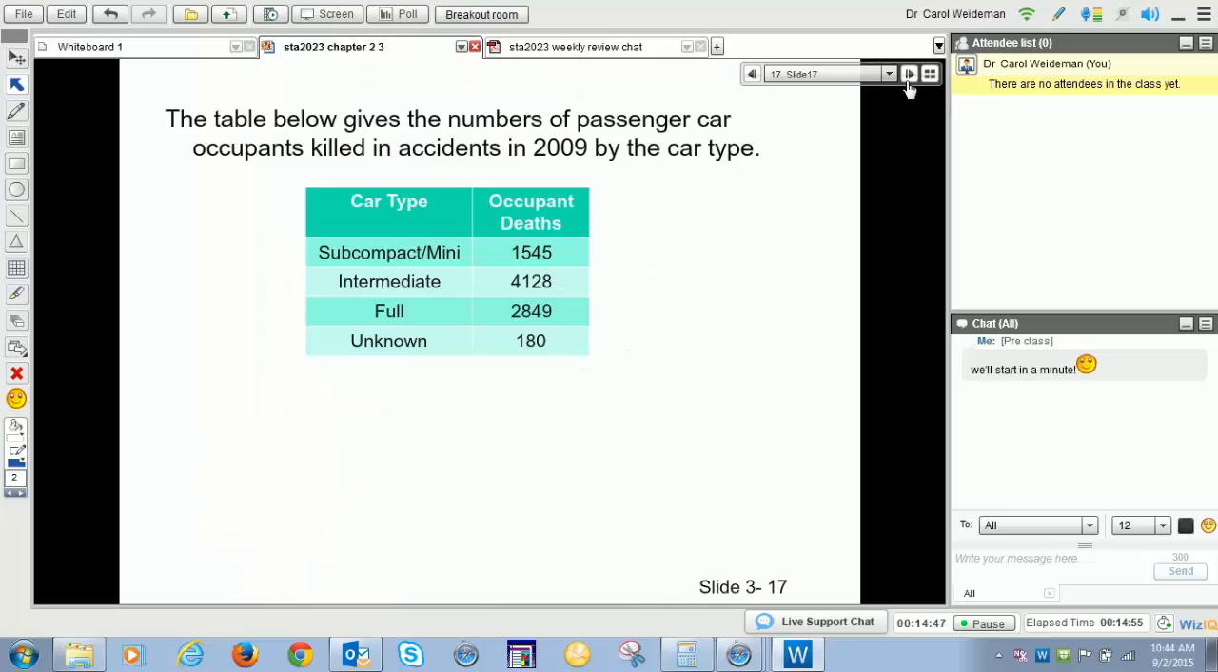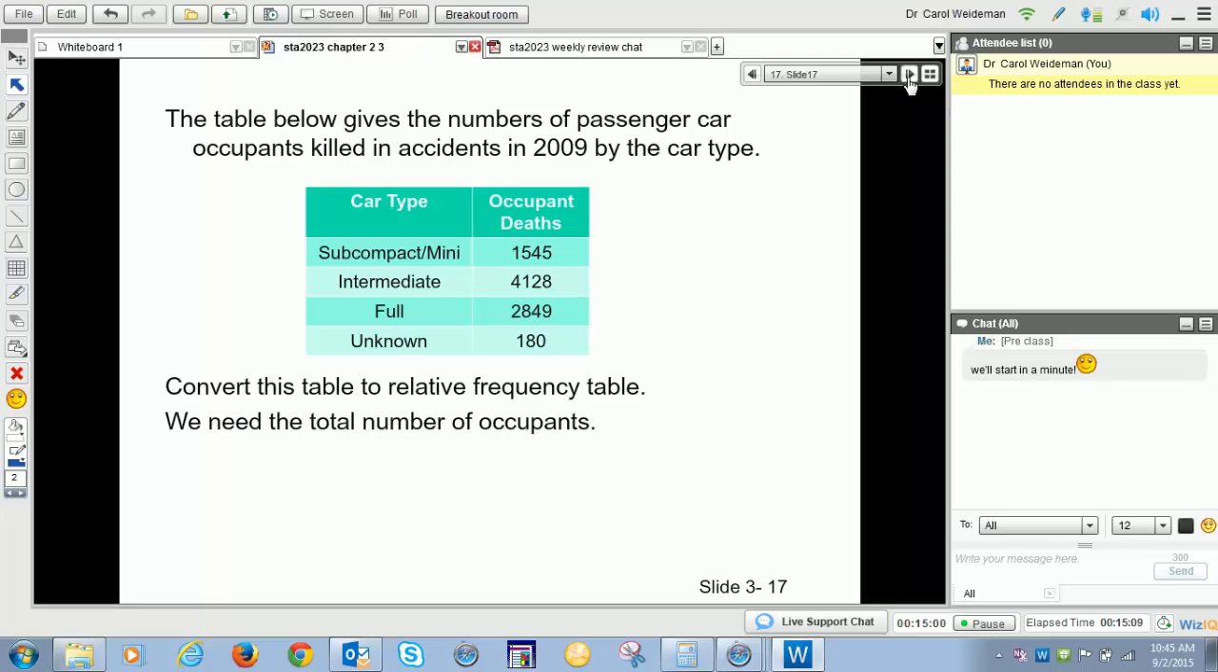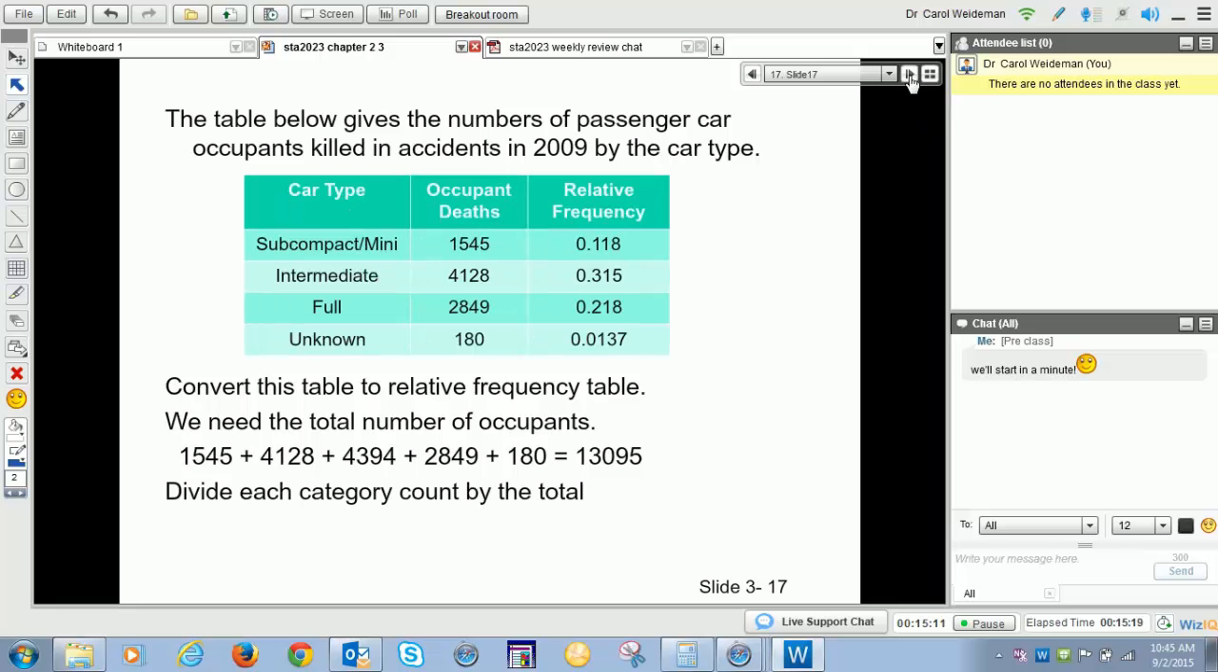Okay, another example. The table below gives the number of passenger car occupants killed in accidents in 2009 by the type of car. Convert this to a relative frequency table. So how do we do that? What we want to do is we need the total. So we're going to add up here and get the total number of occupants, and then we're going to divide each category count by the total to get the relative frequency table. And I just overlaid it here, added the column here. So out of the 13,095, almost 12% were subcompact, etc. So here's your relative frequency table, and here's your frequency table.